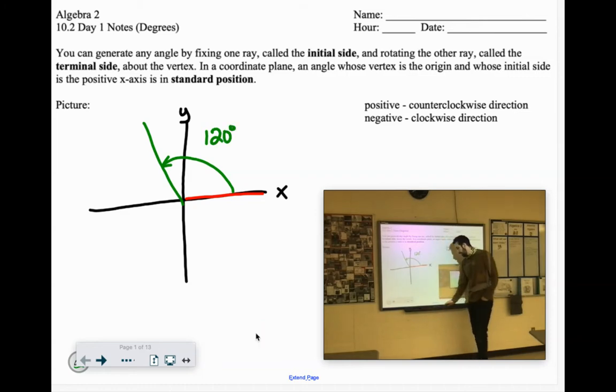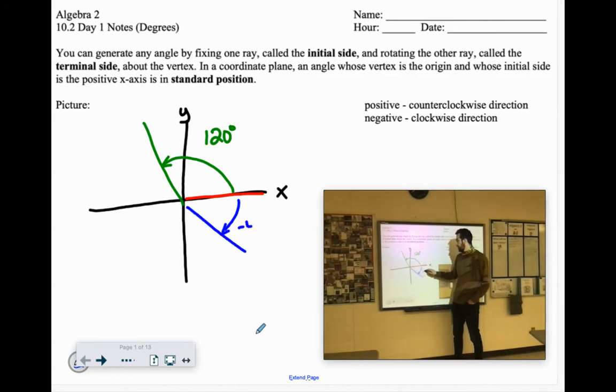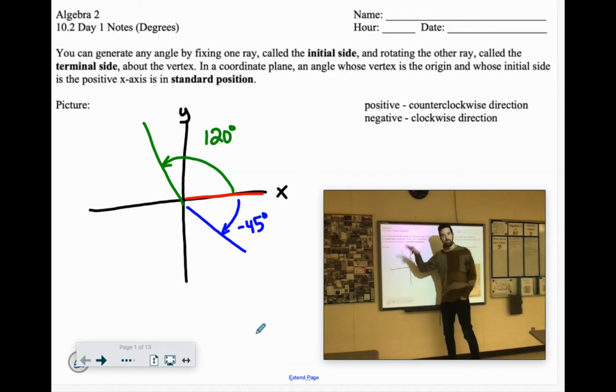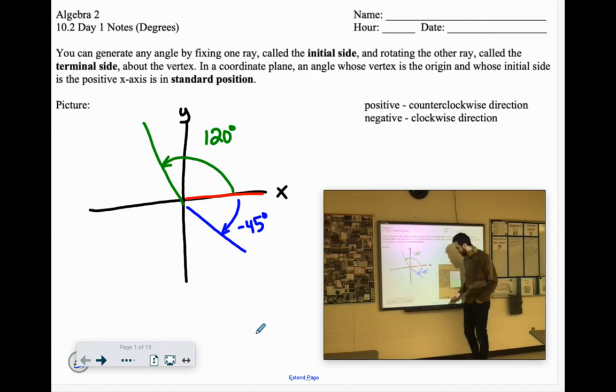Now you can also have negative rotation, which would start on the x-axis and go down in this direction. So let's say you did negative 45 degrees. That's where it would be. So positive, you go up like the sun is rising, and negative, you go down into the dirt.